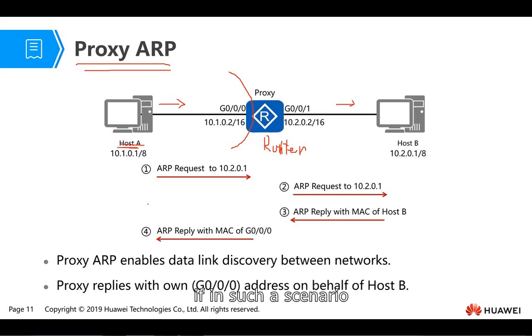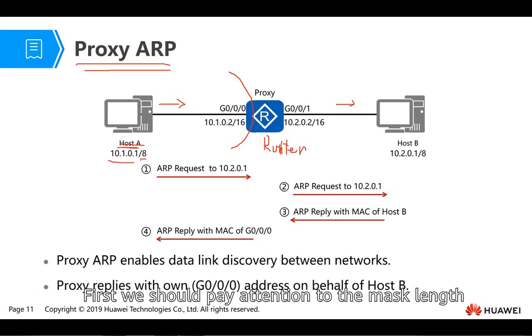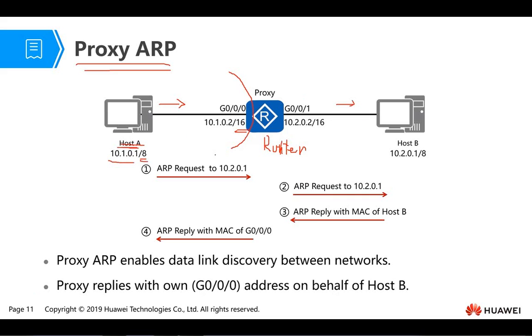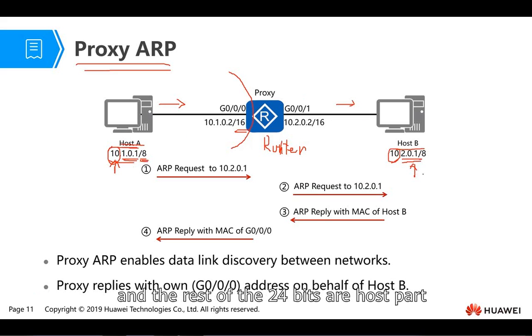In such a scenario, first we should pay attention to the mask length. In this scenario, the mask length is 8. That means the 10 for host A is the network part, and the rest, the 24 bits, are all host part. And host B is the same. The 10 is the network part, and the rest of the 24 bits is the host part.